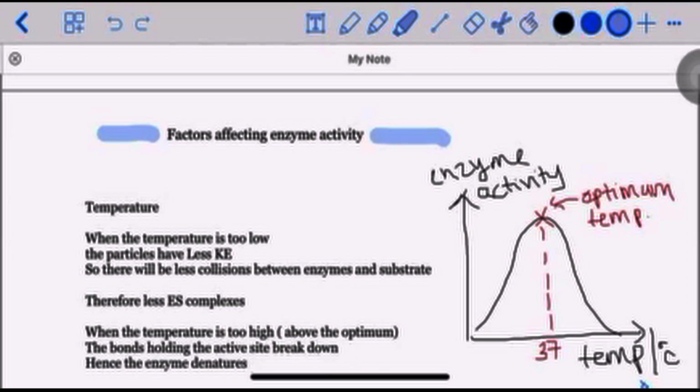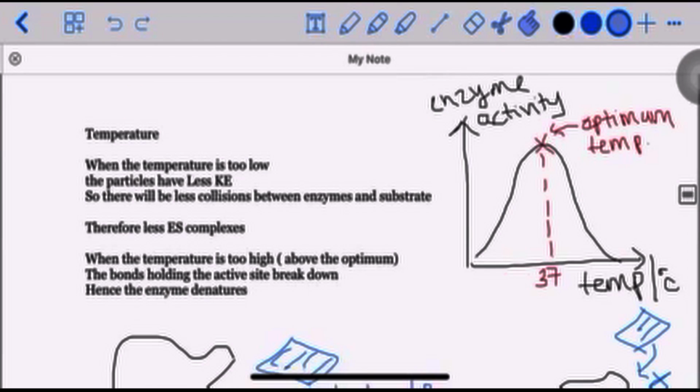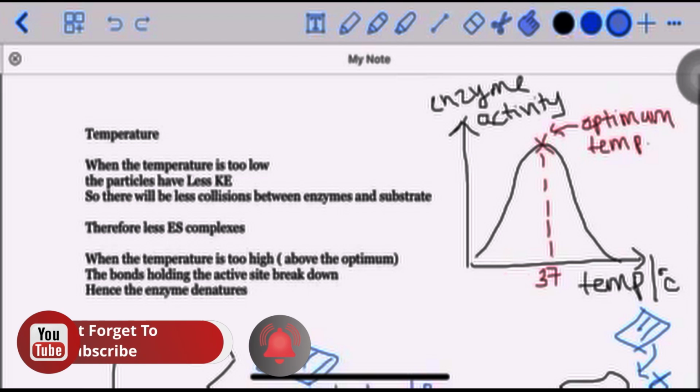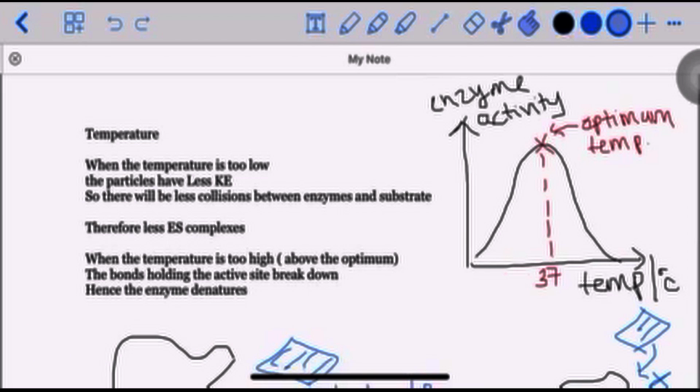When the temperature is too low, the particles have less kinetic energy. That means they don't collide with each other. If they don't collide with each other, there won't be any enzyme substrate complexes. I had a previous video where I introduced enzymes. If you don't know what an enzyme substrate complex is, please go back to that video so you can get an idea about it. I will leave the link to it in the description box. So here, when there are less enzyme substrate complexes, that means there will be less products.